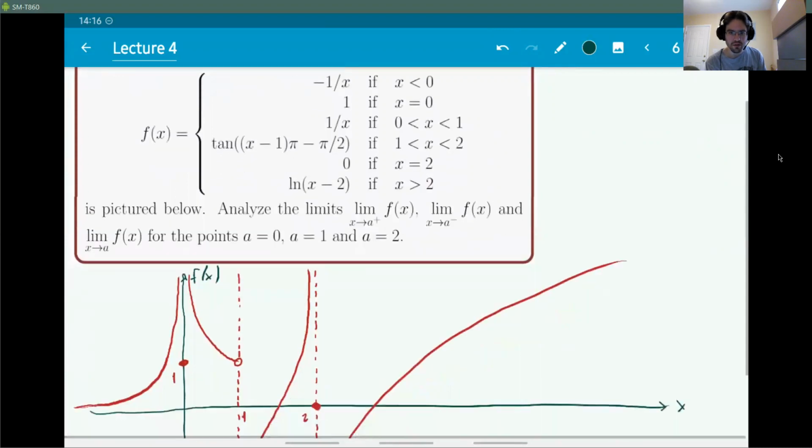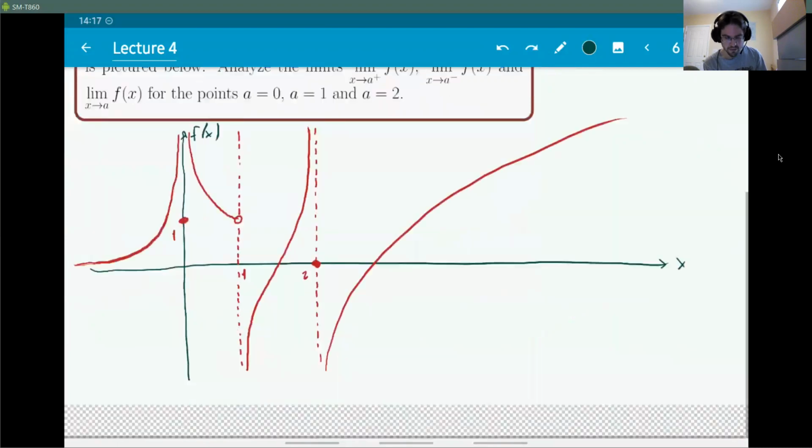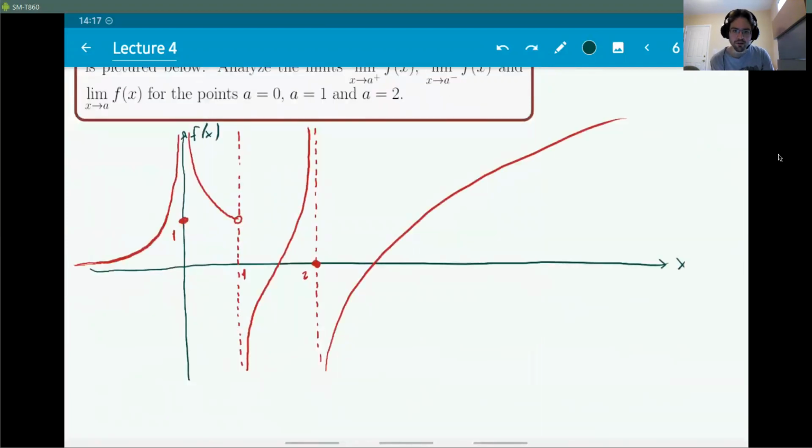Analyze the limits both from the right, from the left, and at the point, for the points 0, 1, and 2. We have 9 limits to analyze here. And here is the graph. I'm not going to be referring back to the function. We don't need the formula if we can see the graph. But this is a very easy question. Look at the graph. Around here is 0, 1, and 2. We just need to understand what the graph is doing around those numbers.